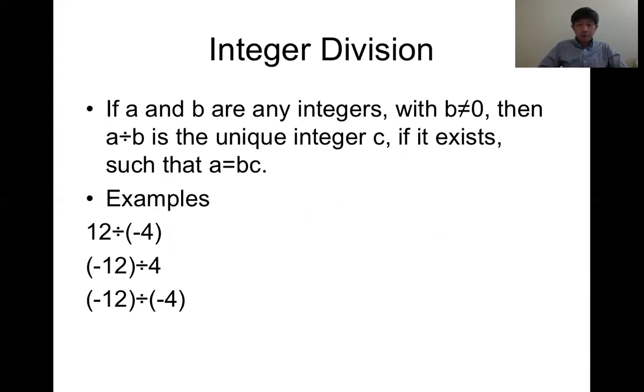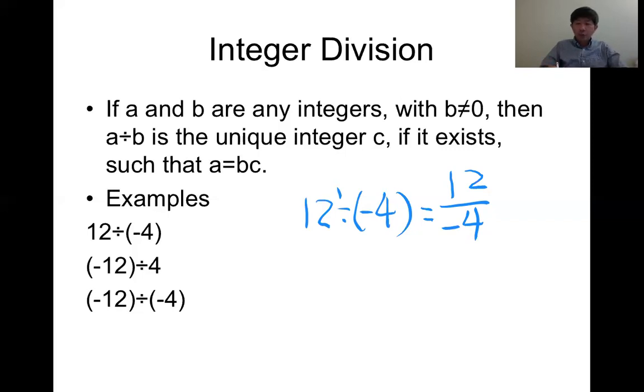All right. So here we have a problem here. Okay, 12 divided by -4. So 12 divided by -4. Procedurally, how do we do this? We have 12 over -4, right? So 12 over -4.